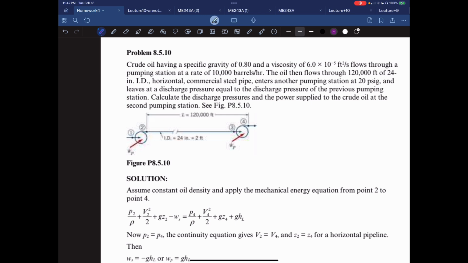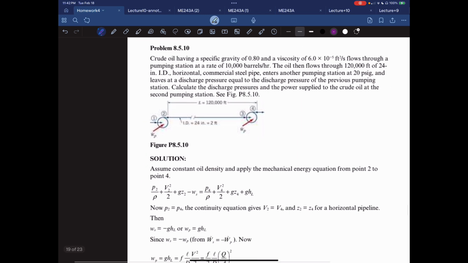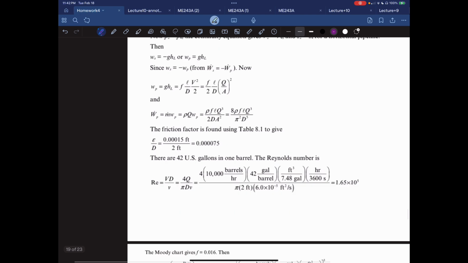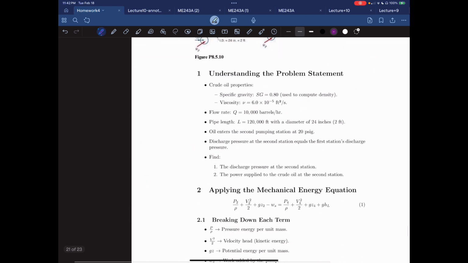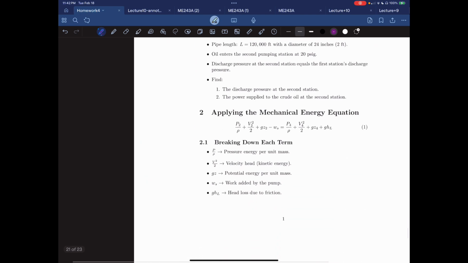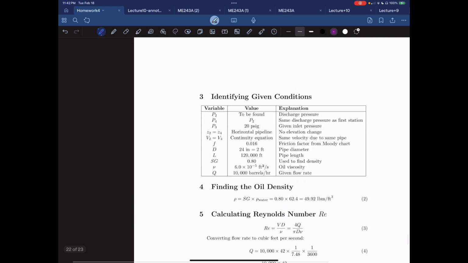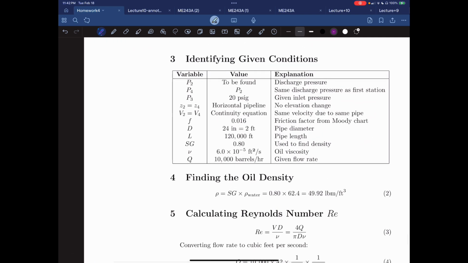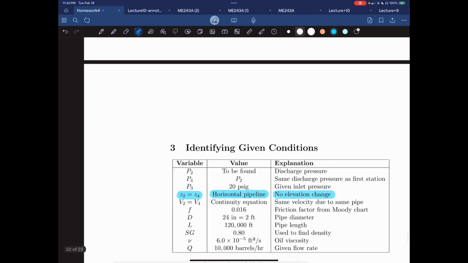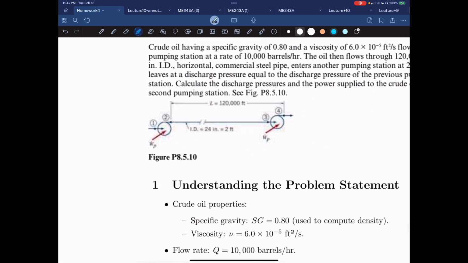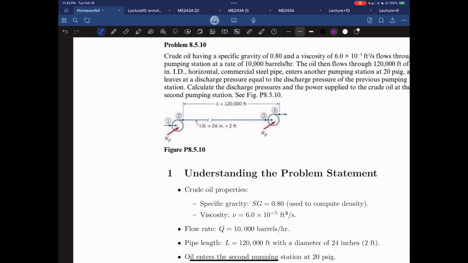Okay, and then for 8.5.10, we're dealing with crude oil, and specific gravity and viscosity are given. So we need to determine the discharge pressures and the power supplied to the crude oil at the second pumping station. I listed everything out in the Bernoulli equation, the values and variables. So no elevation change, so Z2 equals Z4. I'll show that right now. It's kind of blurry, so if you can't read it, refer to your textbook.